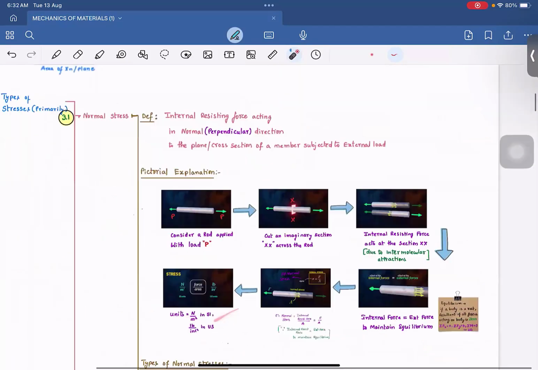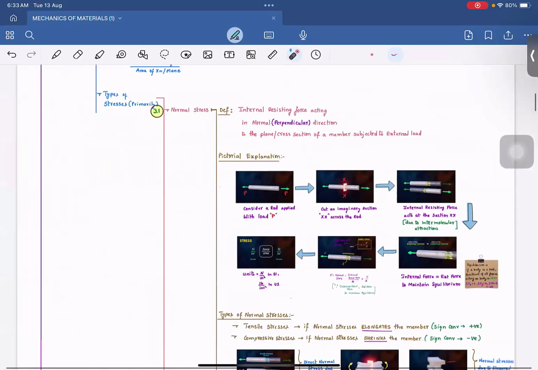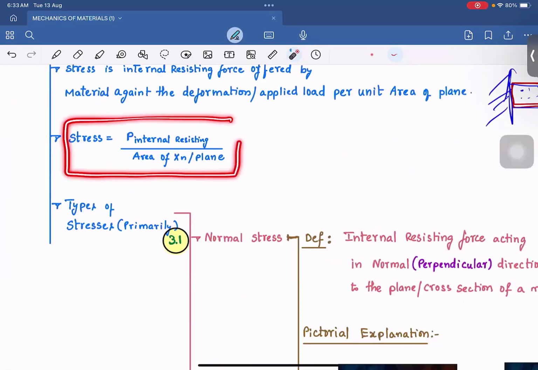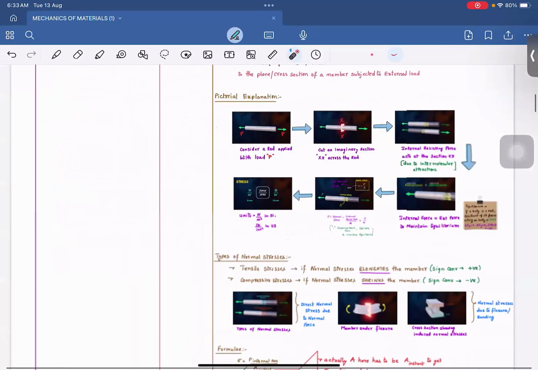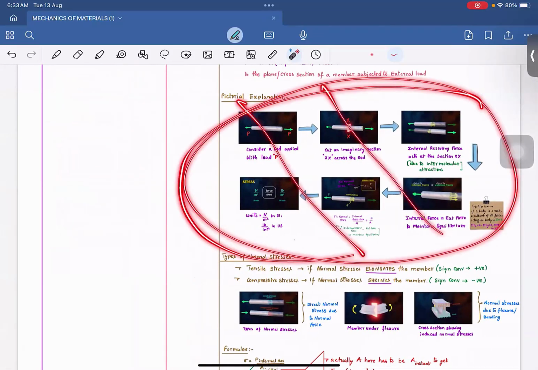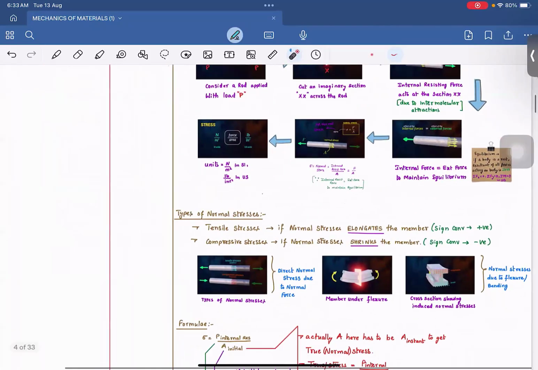To avoid confusion, just remember this point: stress is equal to internal resisting force by area of cross section. That's it. The entire explanation is for your understanding. They won't be asked in an exam, so don't confuse your brains.